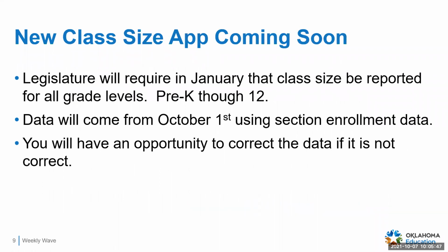I mentioned this last week, but it's worth mentioning again. The legislature will require in January that the class size be reported for all grade levels, pre-K through 12. It's going to be based upon your October 1st report using the enrollment data. And you will have an opportunity to correct the data if it's not correct once it's been released on this app. So there's more information on that to come.